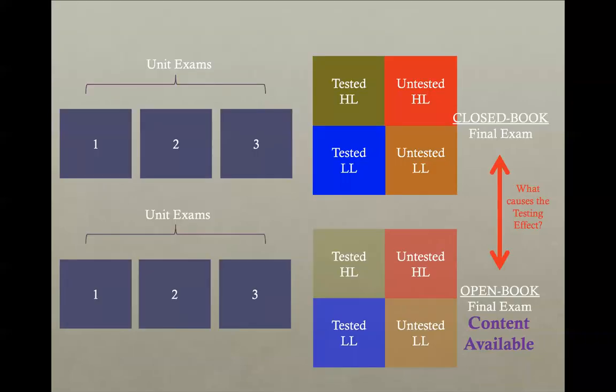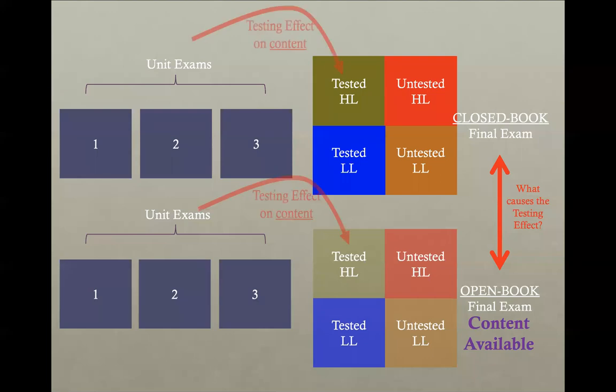So in order to solve that, we decided to give them a testing situation on the final exam where all content was available. So it was open book. So we have one section on the top that's taking a closed book final, just like that last study. So this is a new set of students. In the bottom, they're taking the final exam open book. So they're not being tested on content. The content can be looked up. Okay, I hope that makes sense.